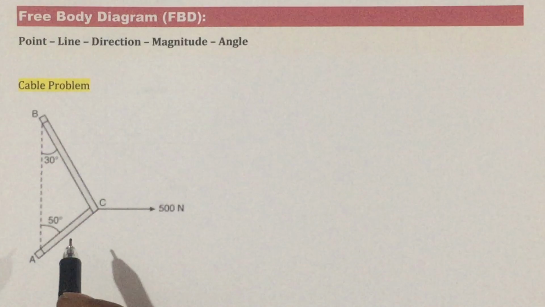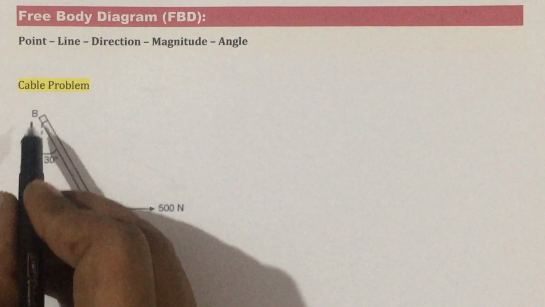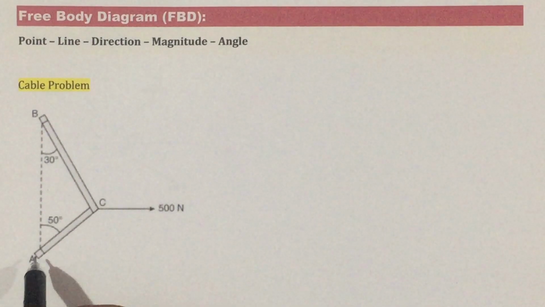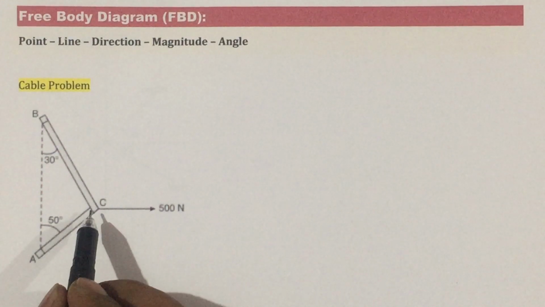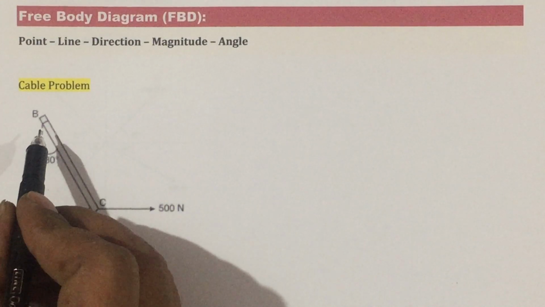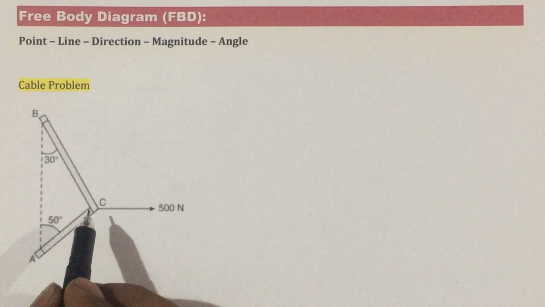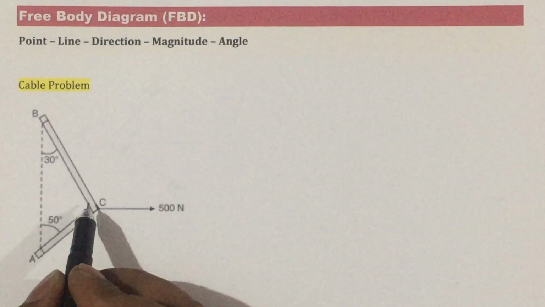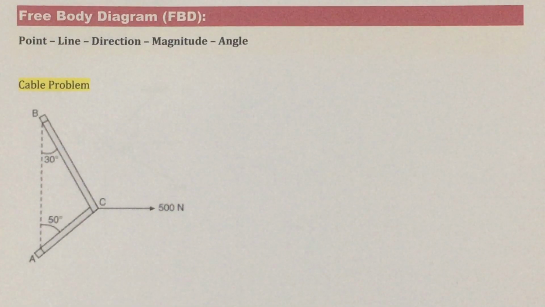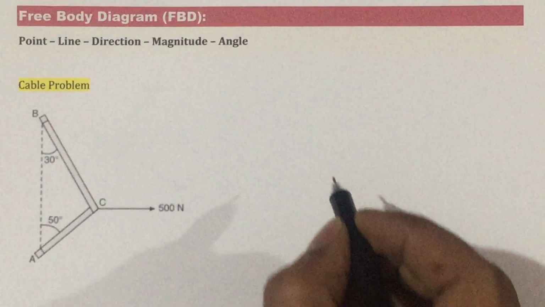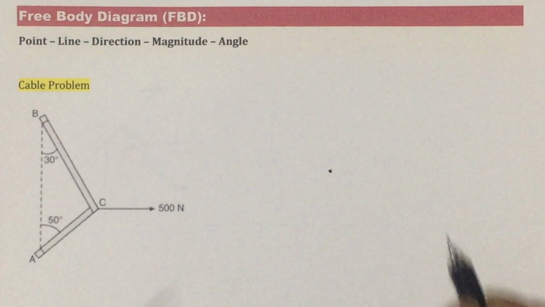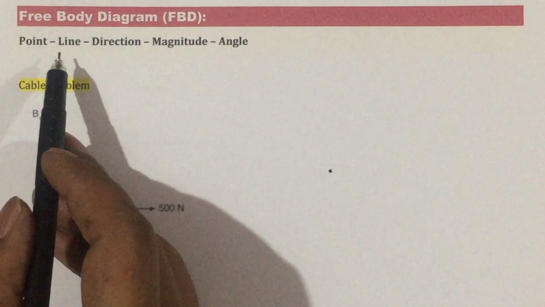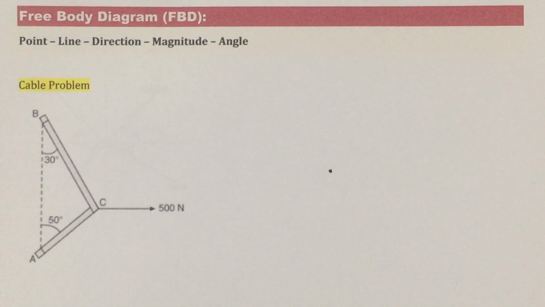First, selection of the point. Here we have 3 points A, B and C. At A only one line is connected, that is AC. At B only one line is connected, that is BC. But at C we have 3 lines connected: one is the 500 Newton line, another one is CB, another one is CA. So, select the point which has more number of lines connected. So, we are going to select the C point. So, write the point.